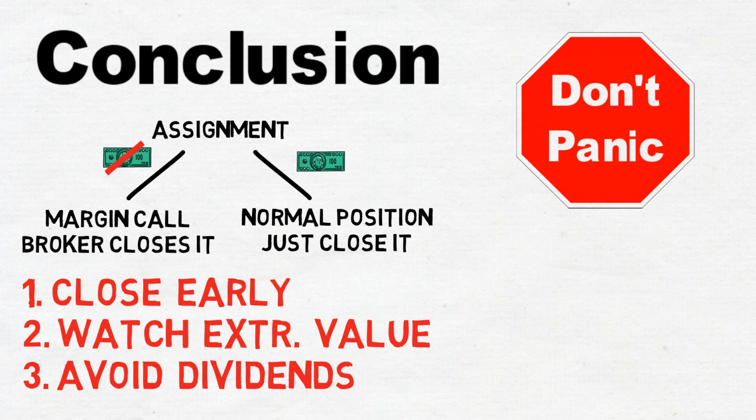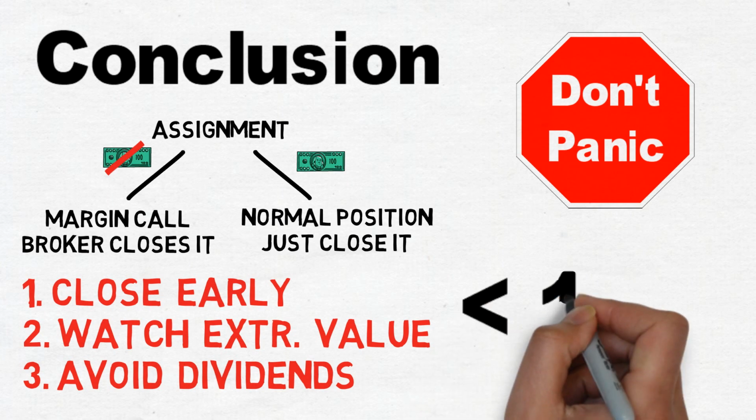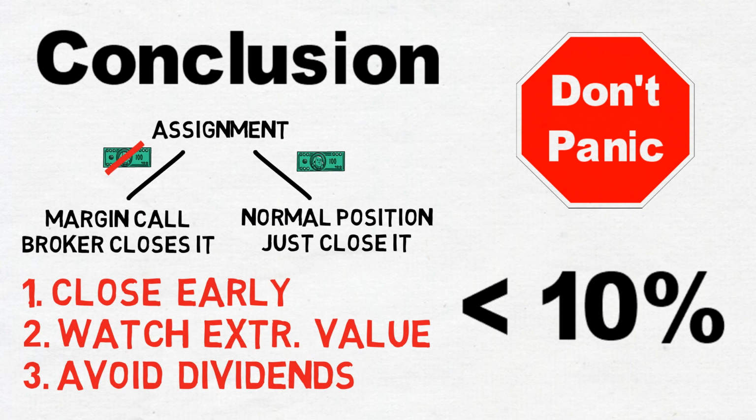And always remember, less than 10% of options are exercised, so assignment really doesn't happen that often. Especially not if you're actively trying to avoid it. For the specifics of how assignment is handled, it's a good idea to contact your broker as the procedures can vary from broker to broker.